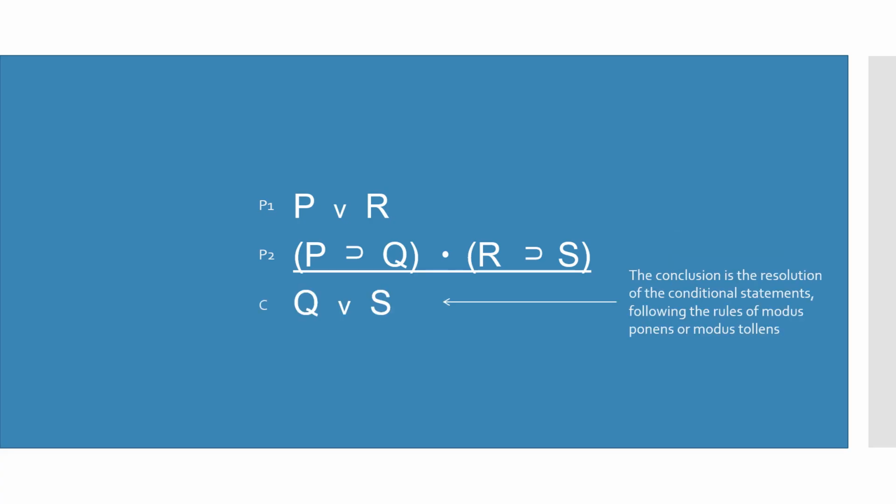And then the conclusion is simply going to attempt to resolve the basic disjunctive terms in the original statement by filtering it through each of these conditional statements. So in this case, we get something like Q or S, and we'll see how this works. In the end, basically what we're doing is following the rules of modus ponens or modus tollens with each of these conditional statements.